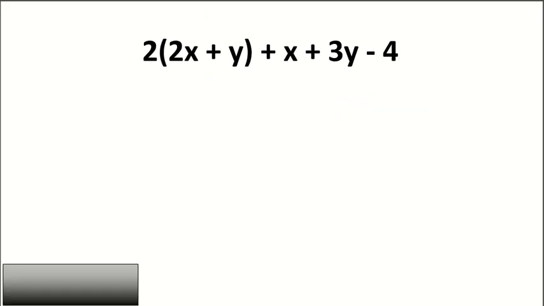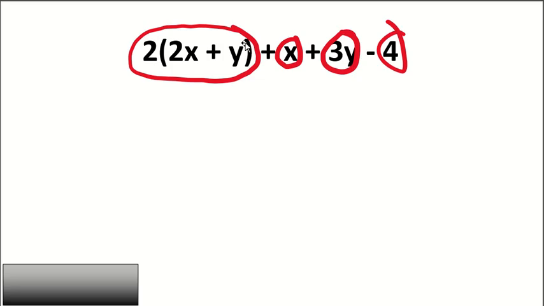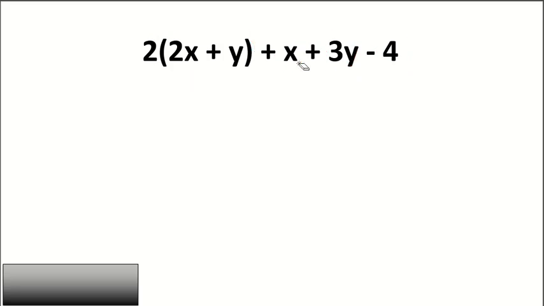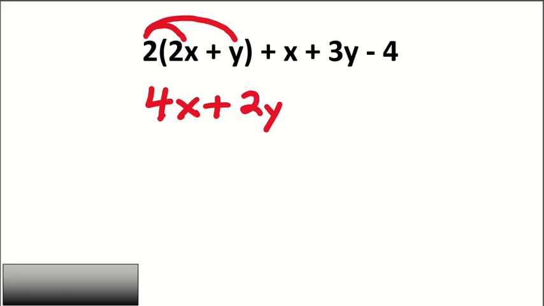Let's count up our terms here. We got 1 term, 2 terms, 3 terms, and 4 terms. Boom. Now let's combine like terms. Or first we got to do the distributive property. So 2 times 2x is going to give me 4x. And 2 times y is going to give me 2y. And then we add our x, we add our 3y, and we subtract our 4.